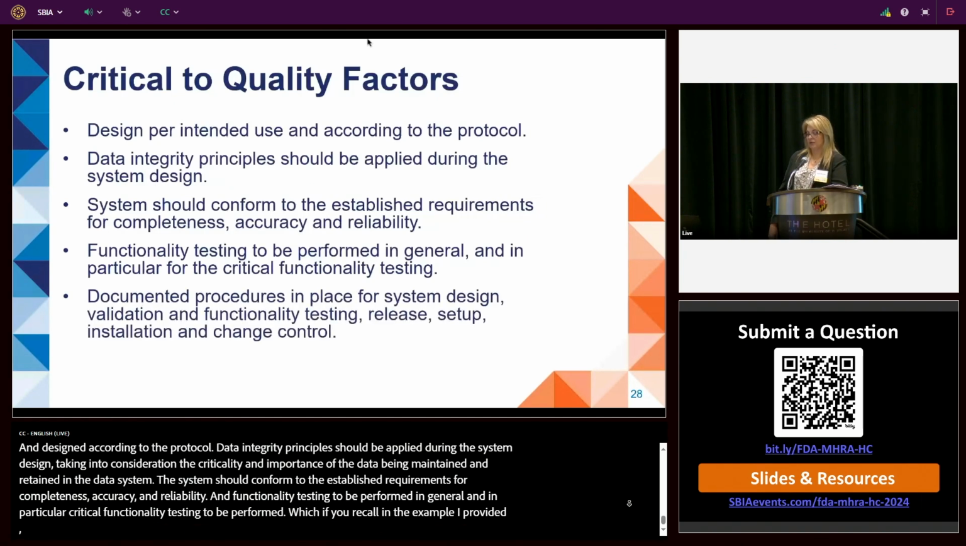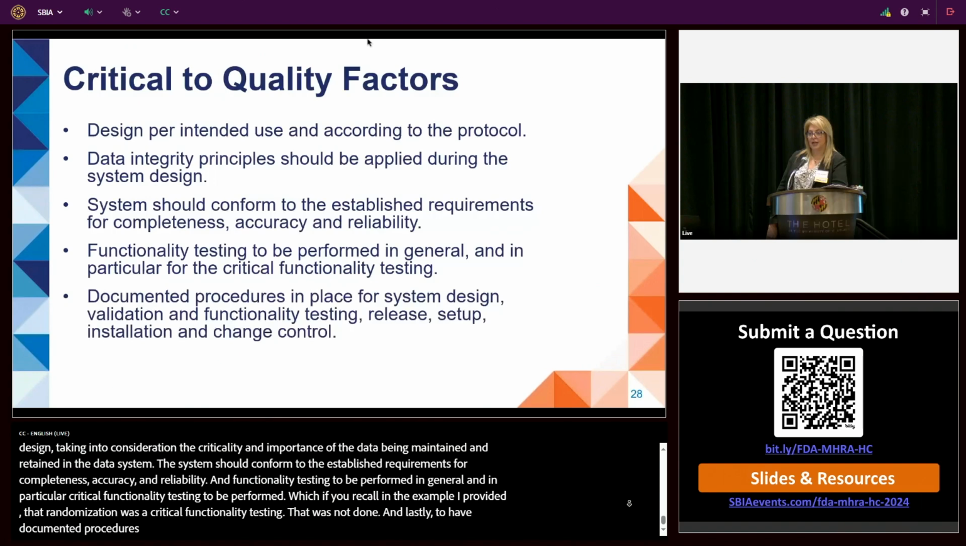And lastly, to have documented procedures in place from beginning to end for study design, validation, functionality testing, setup, installation, change control, all the way to decommissioning of the system.